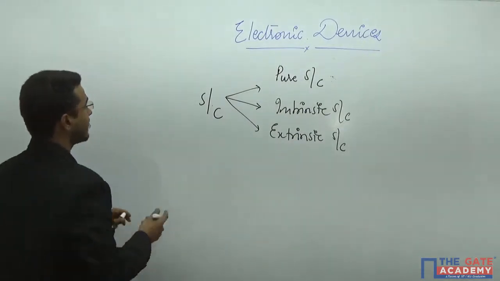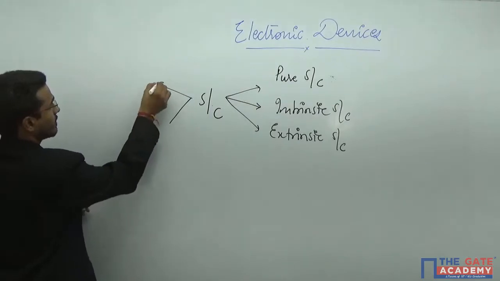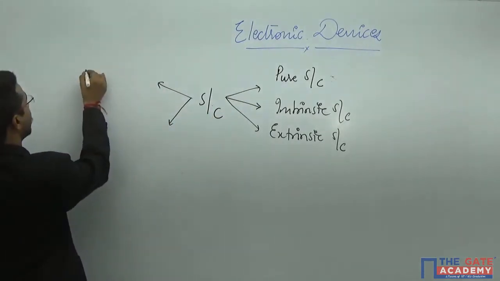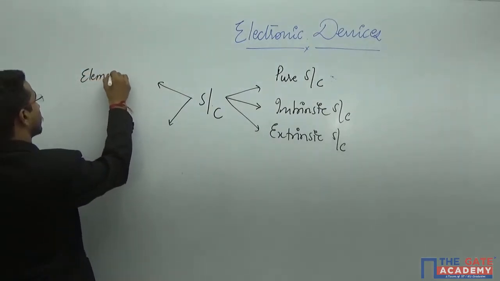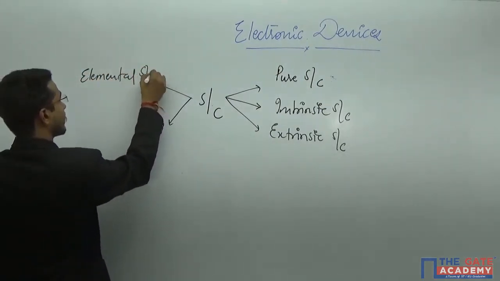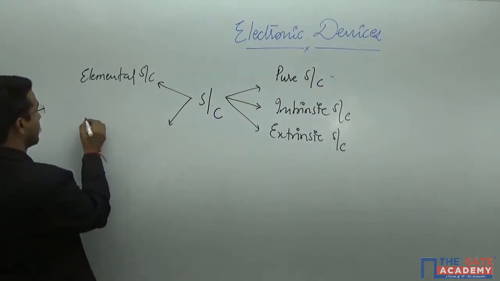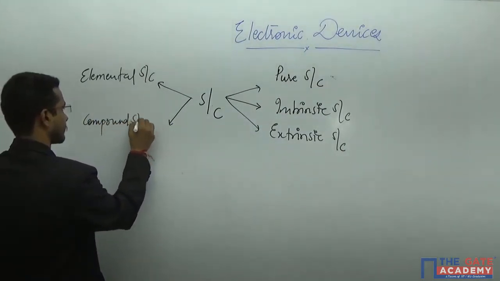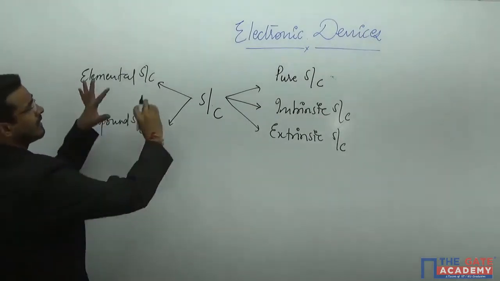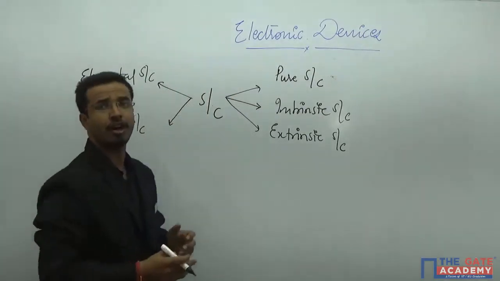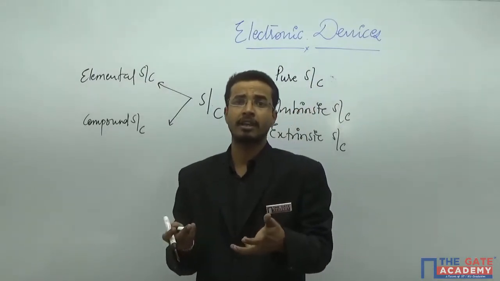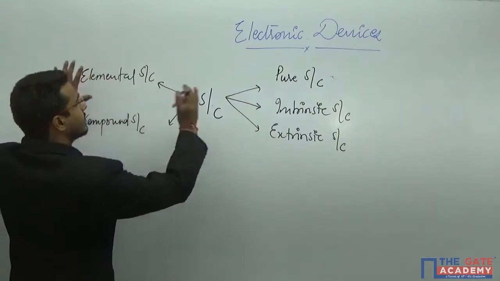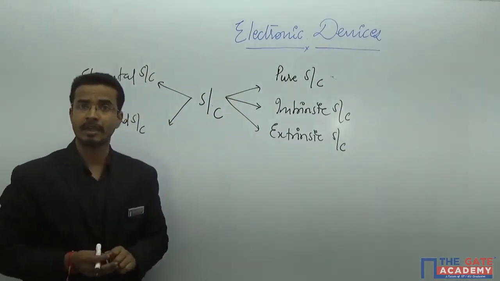Now, the second type of characteristic is the elemental semiconductor, and the second variety is the compound semiconductor. All these classifications of the semiconductor we have already discussed, so we will not discuss these types of characteristics again.